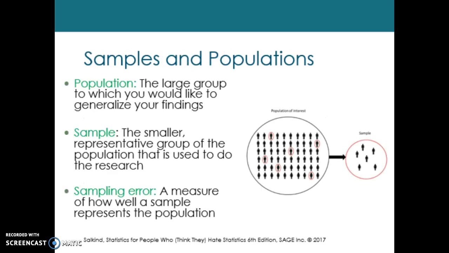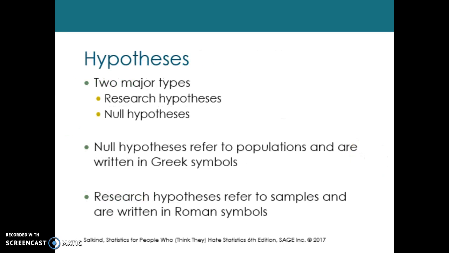Okay, samples and populations. So the key difference here is a population is a large group, and a sample is a group that is pulled from the population. We've talked a little bit about this. And then sampling error is a measure of how well a sample represents a population. So 5 people versus 500 people at HSU, 500 is going to be a better representation.